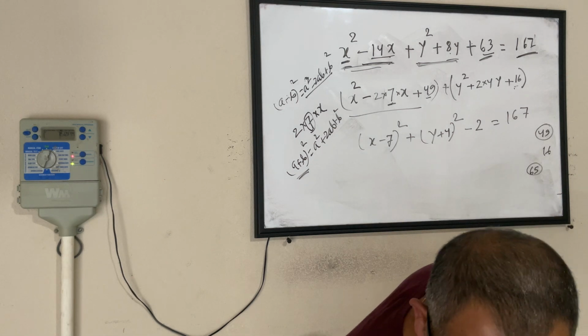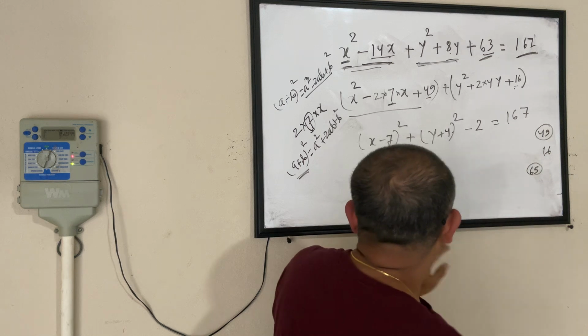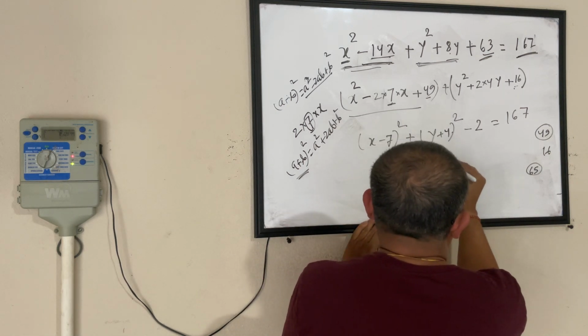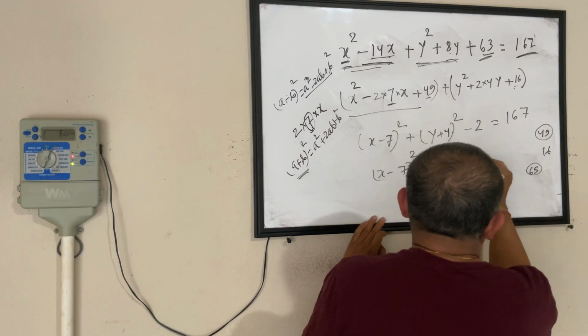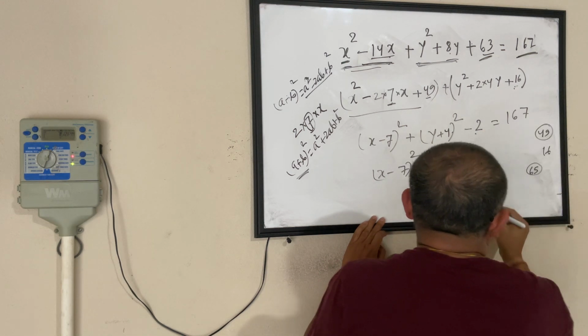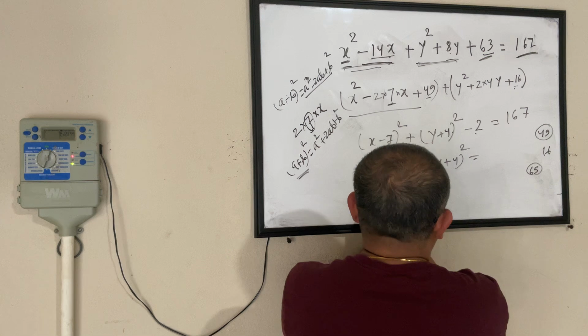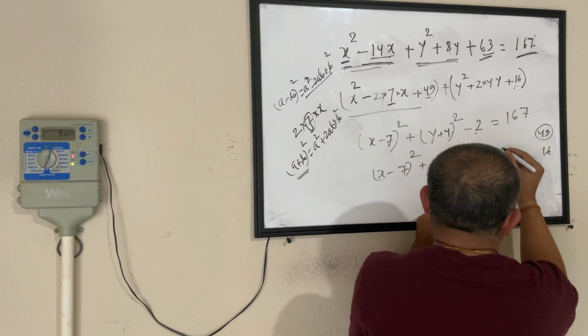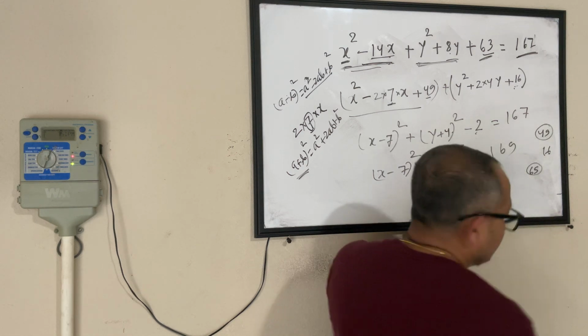Okay. So with that being done, now we have (x minus 7) square plus (y plus 4) square equals, let this guy go to the other side. We don't want anything else apart from something square plus something square. So if it goes to that side, it becomes 167 plus 2, which is 169.